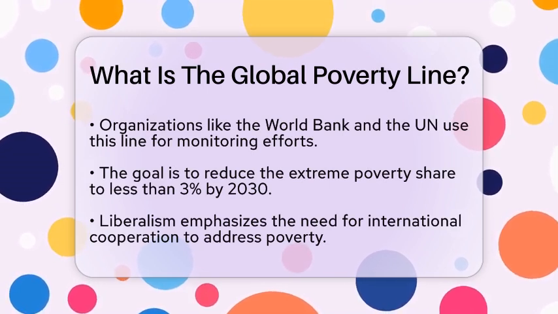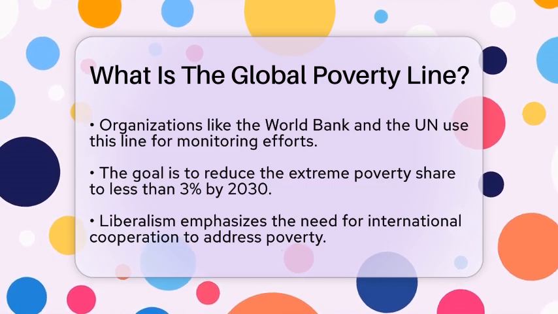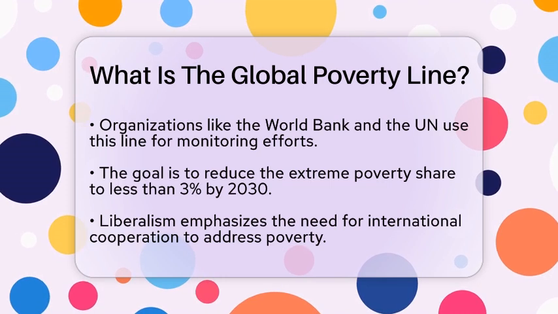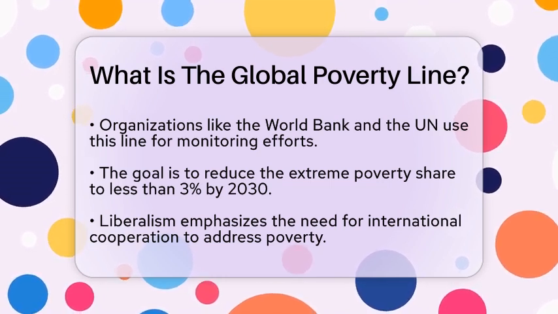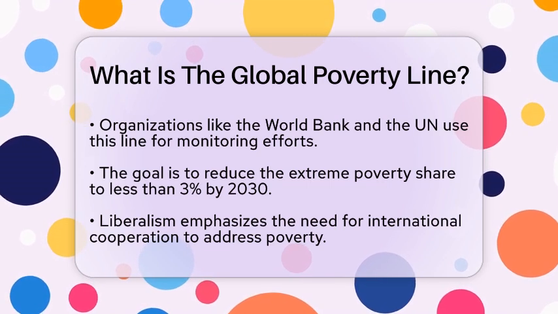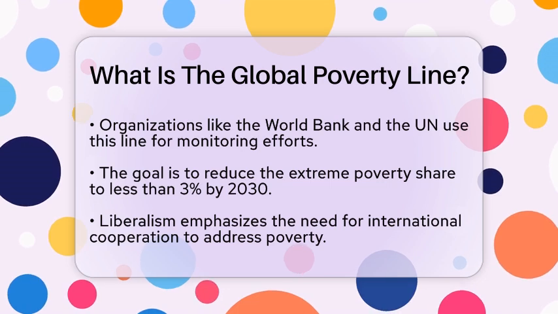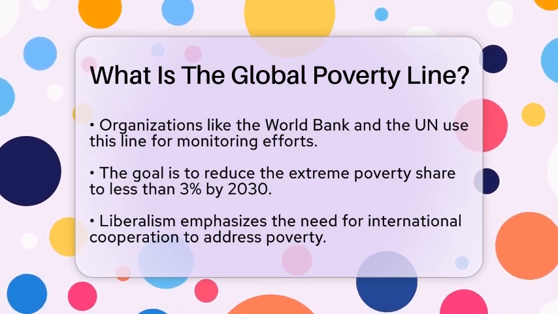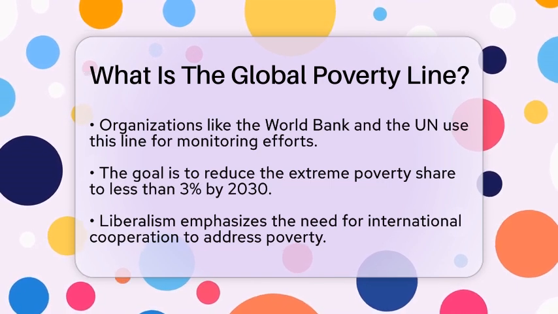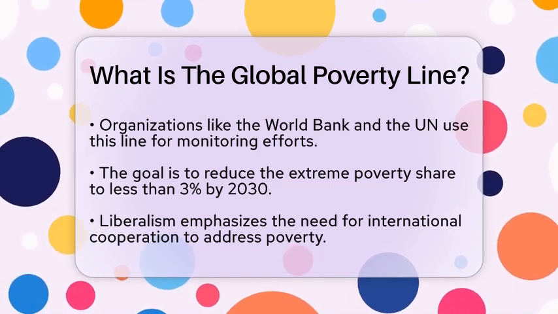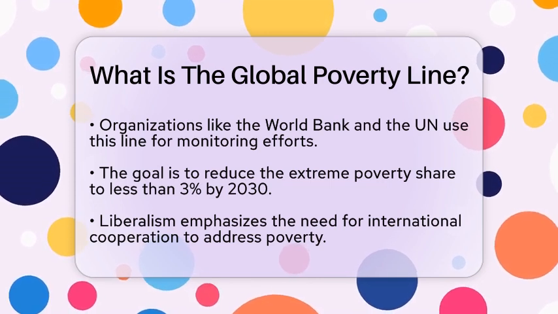From a liberal perspective, the global poverty line highlights the urgent need for international cooperation and development policies that promote equality and social justice. Liberalism emphasizes creating opportunities for all individuals to improve their living conditions through access to education, healthcare, and economic resources. Recognizing poverty as a barrier to human rights and freedoms, liberal ideology supports efforts to reduce global inequality by addressing the structural causes of poverty.